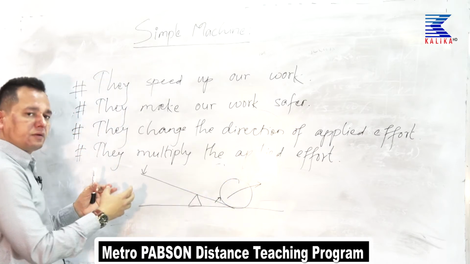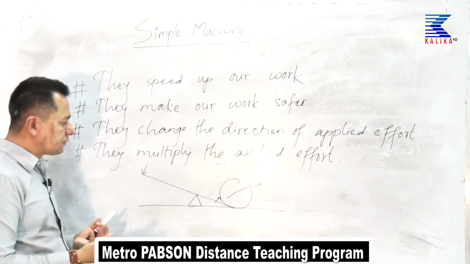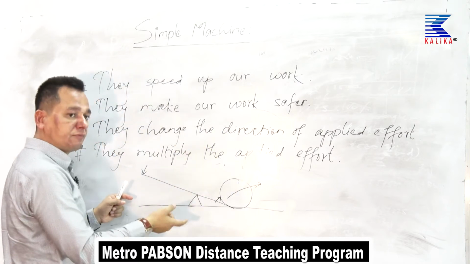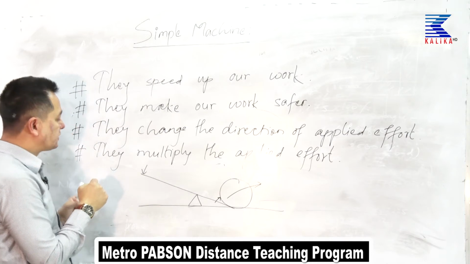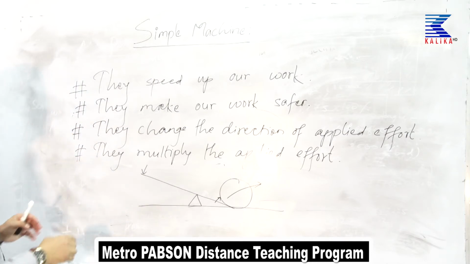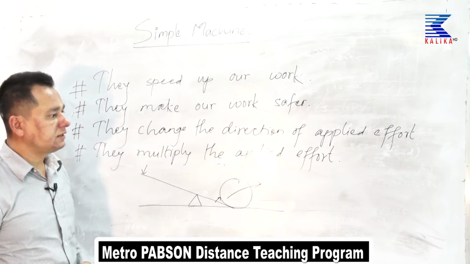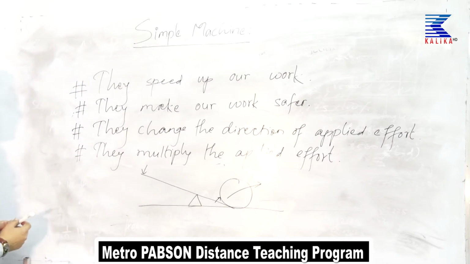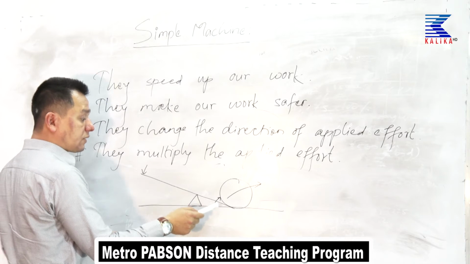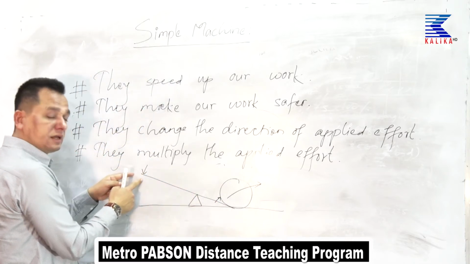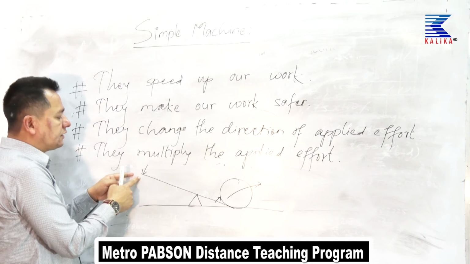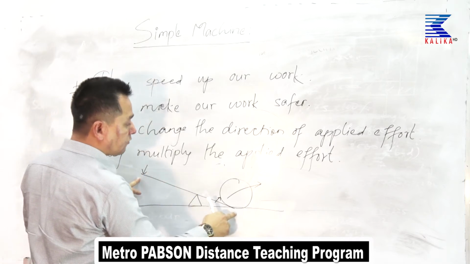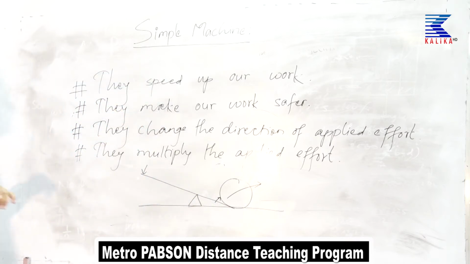Our optimum capacity is the same, but using this device, it gets turned. It means it multiplies the effort that we apply here. So, we can say simple machines multiply the applied effort. And next, they transfer the effort from one point to another point. We apply our input at this point, but we get our output at another point. So simple machines help to transfer the effort from one point to another point. These are the advantages of simple machines.